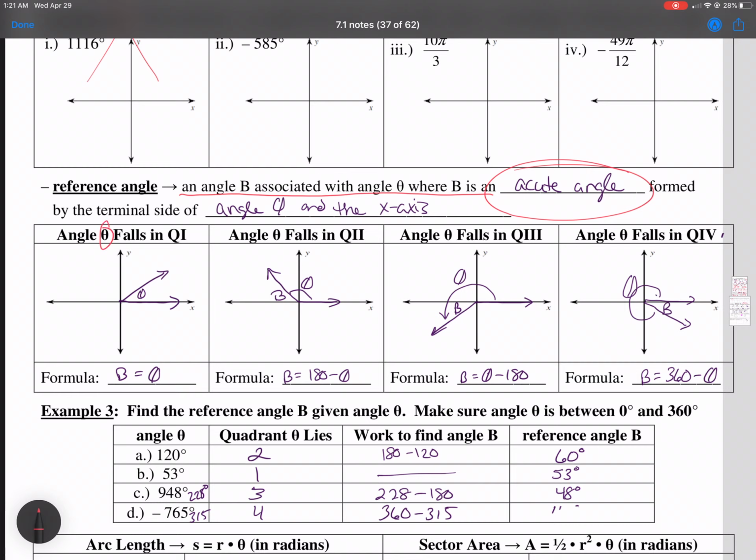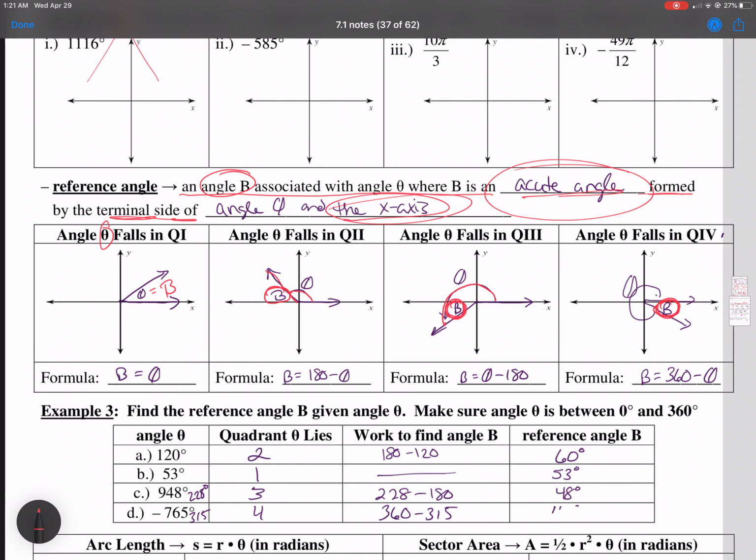So if angle theta falls in quadrant 1, then angle theta is equivalent to B, the reference angle. Angle B is your reference angle, because remember, it's the acute angle formed by the terminal side and the x-axis. If it falls in quadrant 2, this is theta, this is my terminal side, and this is the acute angle that's formed with the x-axis. If it falls in quadrant 3, this becomes my acute angle formed with the x-axis. In quadrant 4, this becomes my acute angle with the x-axis.